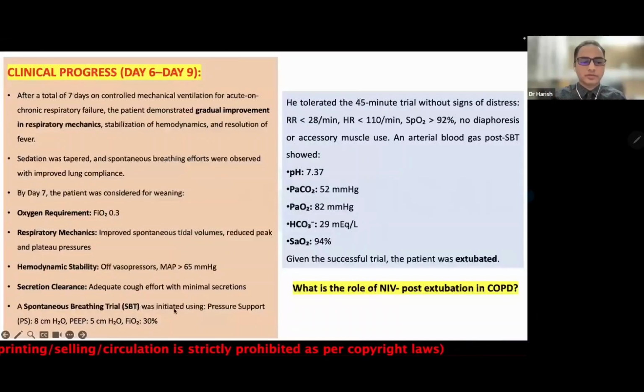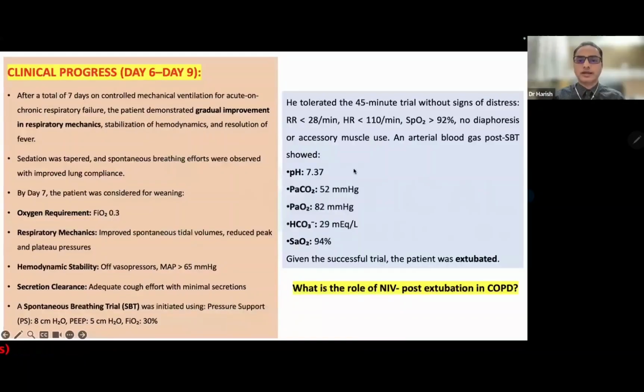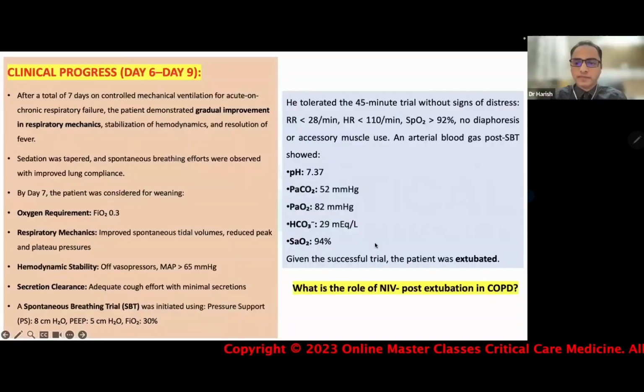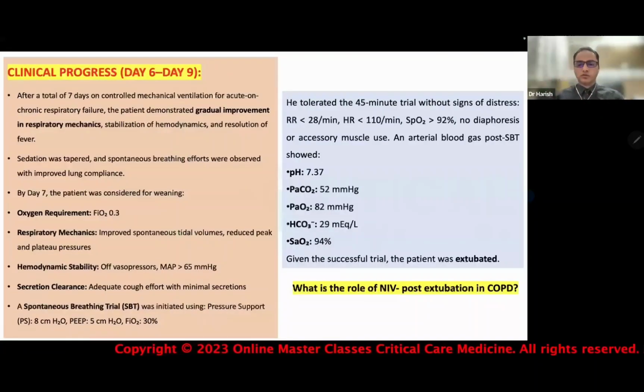Okay, he has been given a spontaneous breathing trial using pressure support of 8, PEEP of 5, FiO2 of 30%. He tolerated the 45-minute trial. Respiratory rate is less than 28 at the end of the trial, saturating 92%, heart rate is less than 110, no sweating, no auxiliary muscle usage. pH is 7.37, PCO2 is 52, PO2 82, bicarb 29. Okay, so basically he is ready for extubation.